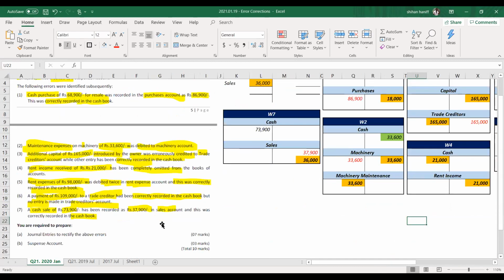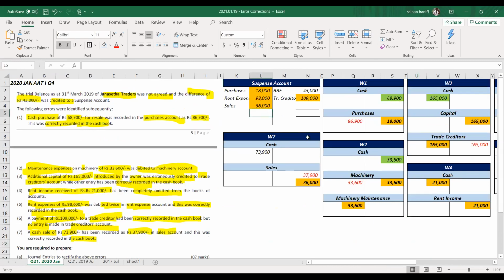So we did the journal entries to rectify the errors and the suspense account. And the suspense account, finally, you have to balance: total debit is 152, total credit also 152. So suspense account balance was corrected. After correcting the errors, the suspense account balance will be 0. There are no further differences. Right. Any questions? Any doubts?